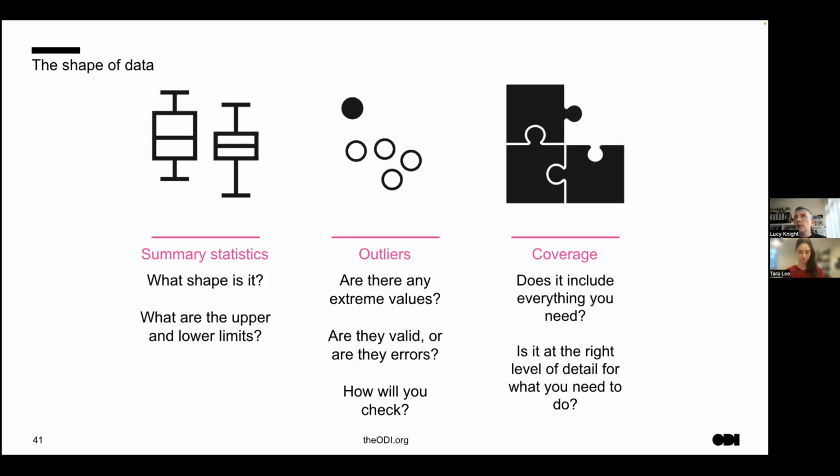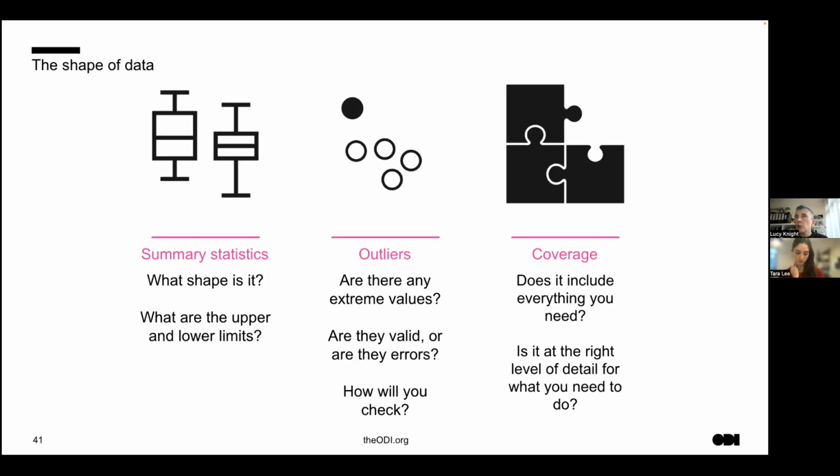Coverage as well. It's good if you're getting data through a well-maintained platform or portal like the Bristol one that we were just looking at. You can preview it. Does it include all the attributes that you needed? Does it cover all the geographical areas that you needed? Is it at the right level of detail?